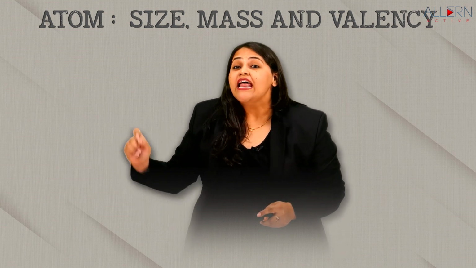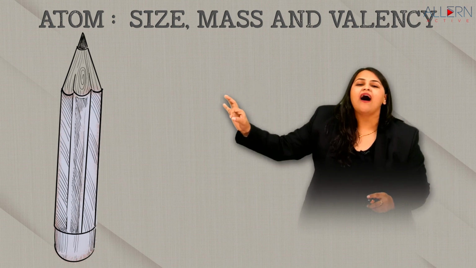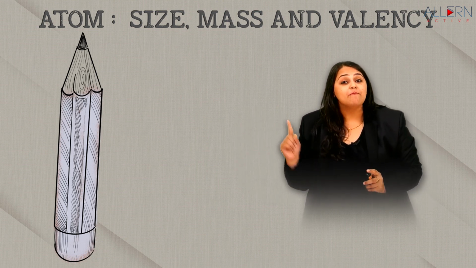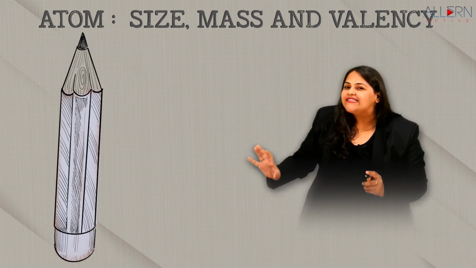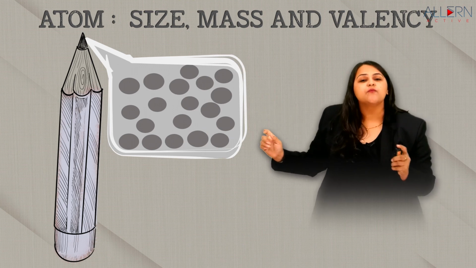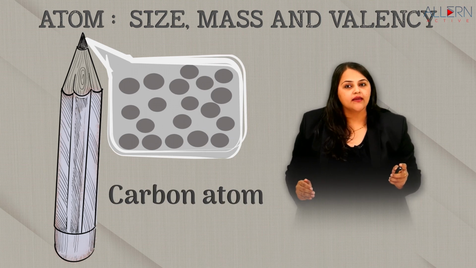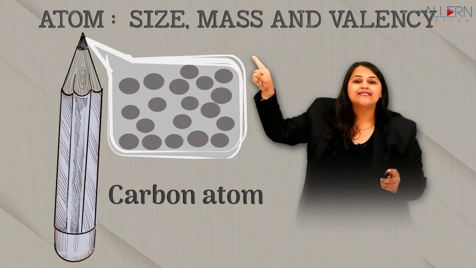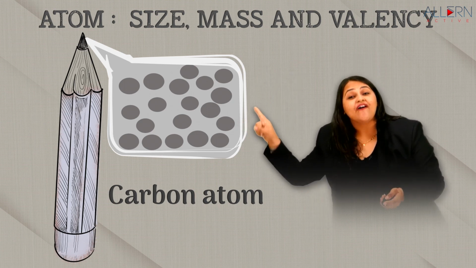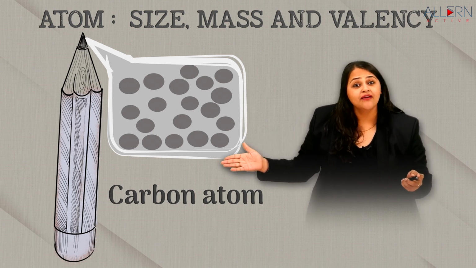So let's begin. Now when we take a pencil, we know each and every part of this pencil, which will also be a matter, is made up of an atom. Let's carefully look at the tip of the pencil. This tip is made up of n number of carbon atoms, right? Why? Because this tip of the pencil is nothing but graphite, and graphite is a form of carbon. So this is made up of carbon atoms, right?